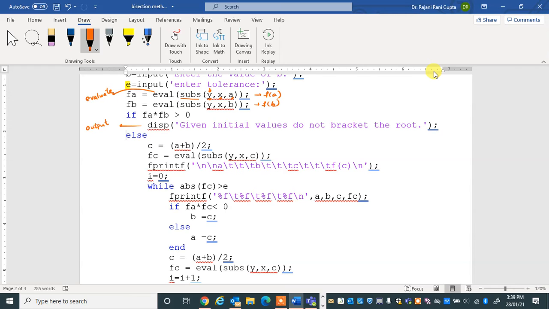So that's why we are using the next thing, else. If this is true, then this will happen. Otherwise, we use else. Else what will happen? We have to calculate the midpoint. So this is C. We are calculating the midpoint, which is nothing but A plus B over 2. And then what we have to do? We have to calculate the value of the function at this midpoint. So here, instead of A and B, we are using C. So it is f of C, the value of the function at the midpoint.